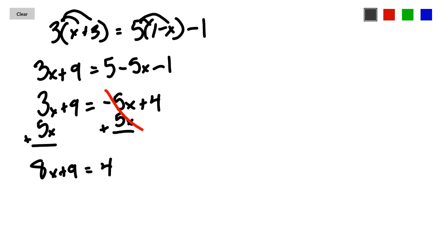So I want to get the x alone. The way that I do that is subtract 9 from both sides. 9 minus 9 gives me 0. The whole point is to make smart choices on what you want to cancel out to make the equation easier. So 4 minus 9 gives me a negative 5. So I'll have 8x is equal to negative 5.